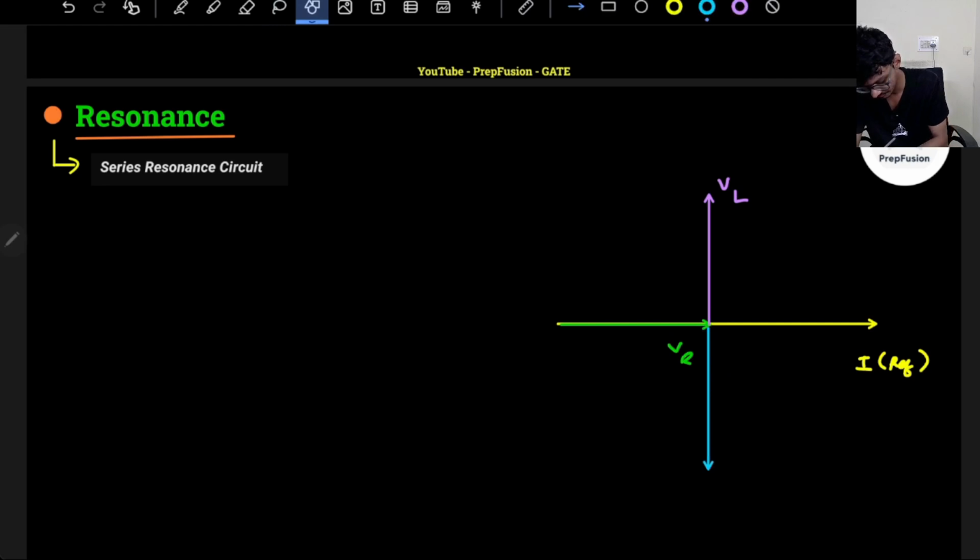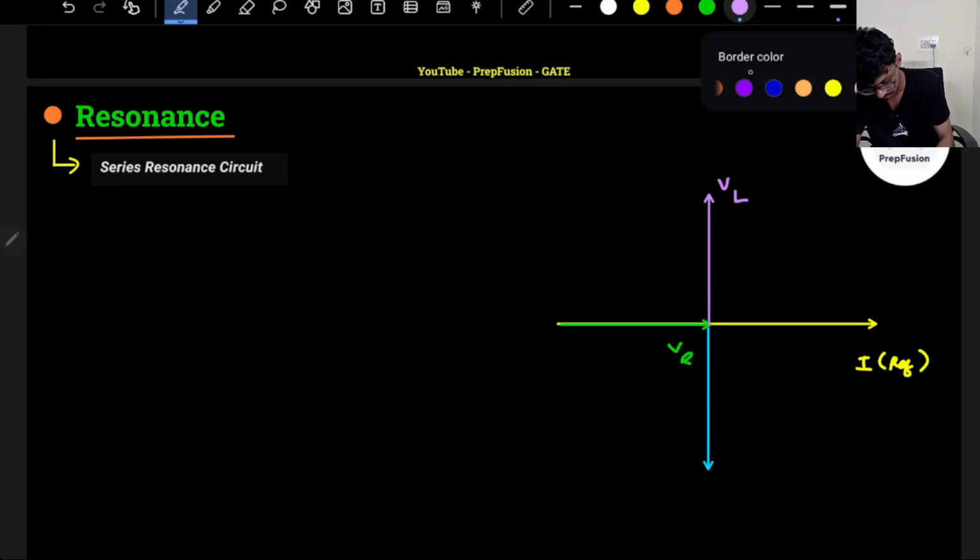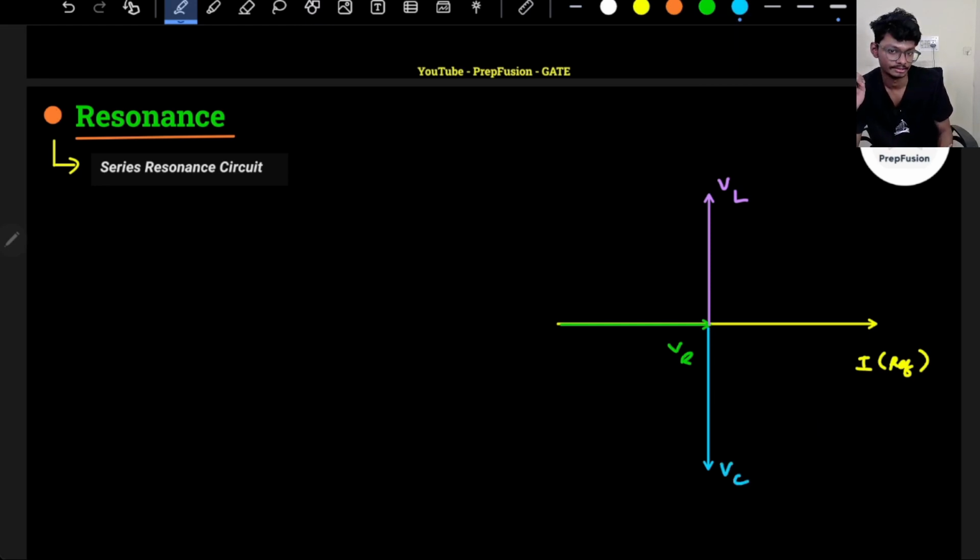This is my VC. VC lags the current by 90 degrees. So the magnitude of VL and VR are the same, but their phase is totally opposite. So of course they are cancelling each other out. Ultimately Vs is the sum of all the phasor components.